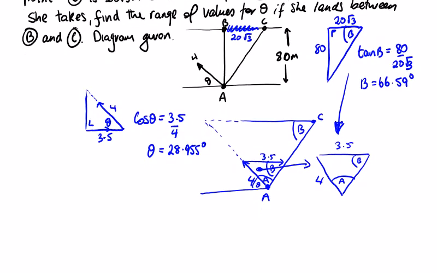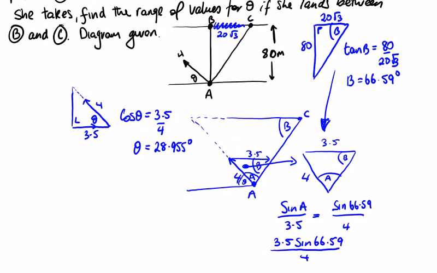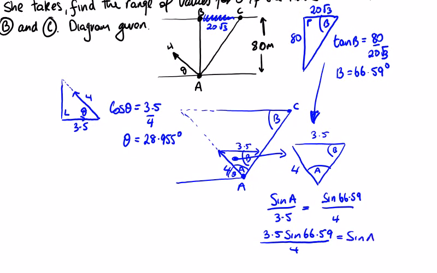So now I can use the sine rule down here. I can say that the sine of A, this will help me get A, the sine of A over 3.5 is equal to the sine of 66.59 divided by 4. So 3.5 sine 66.59 is equal to 4 sine A, or divided by 4 equals sine A. And this would give an inverse sine. Inverse sine of that is going to give me A to be 53.41 degrees.